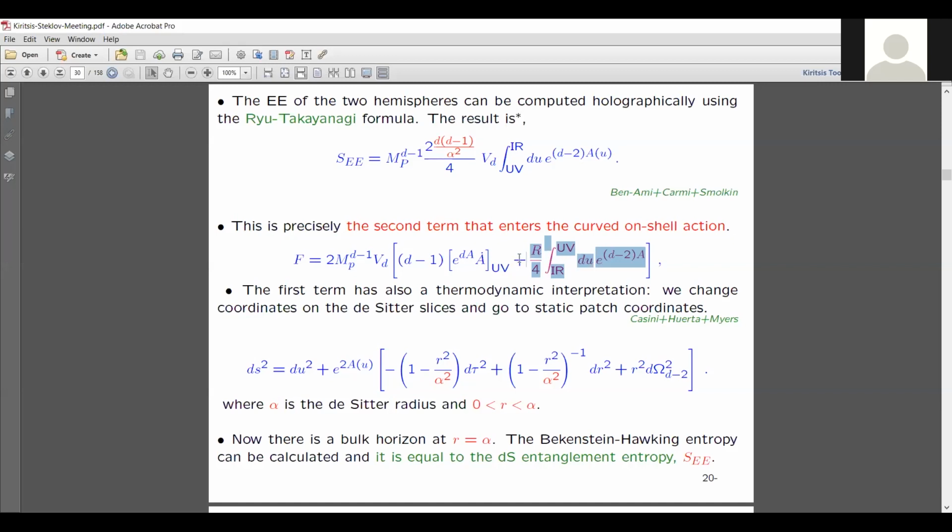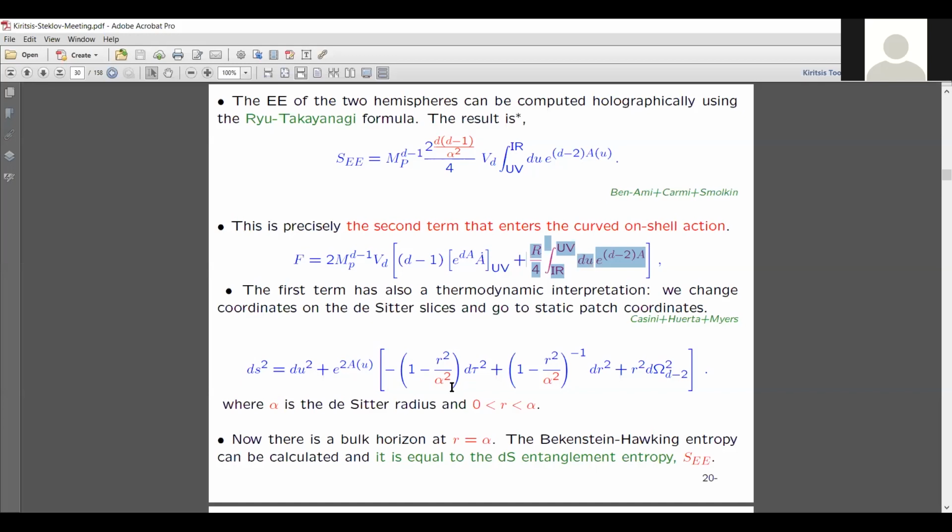It turns out that not only this term, but also the first term has a thermodynamic interpretation. To see this interpretation, we will follow Casini, Huerta, and Myers and change coordinates in de Sitter. So instead of global coordinates, now we put the metric in de Sitter in the static patch coordinates. Now, in this case, you have a horizon in this metric, as you all know.